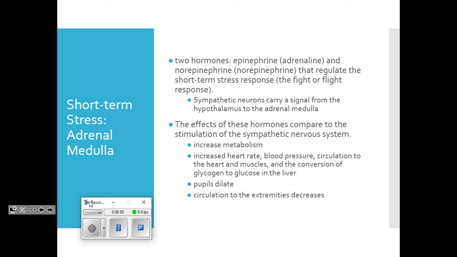So these effects are very similar to the effects of the sympathetic nervous system. So when you look at them, you'll say, yeah, okay, I knew these already. This is the sympathetic nervous system. Sympathetic nervous system effects are comparable to the short-term stress that your adrenal medulla will take care of. Okay? So that's short-term stress. Happens really quickly, but does not last a super long time.